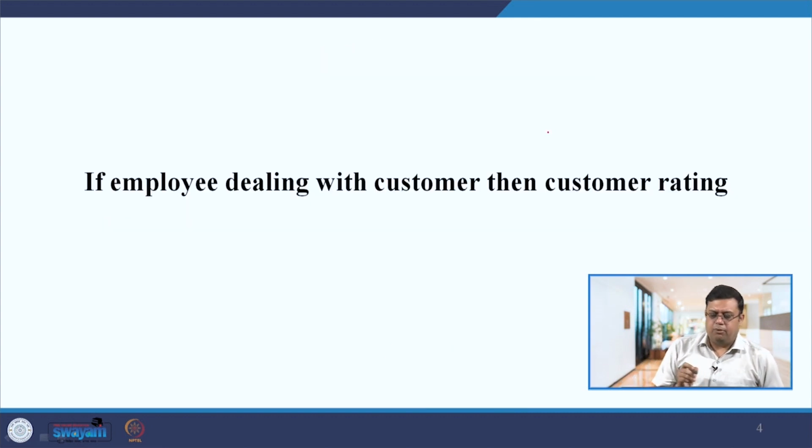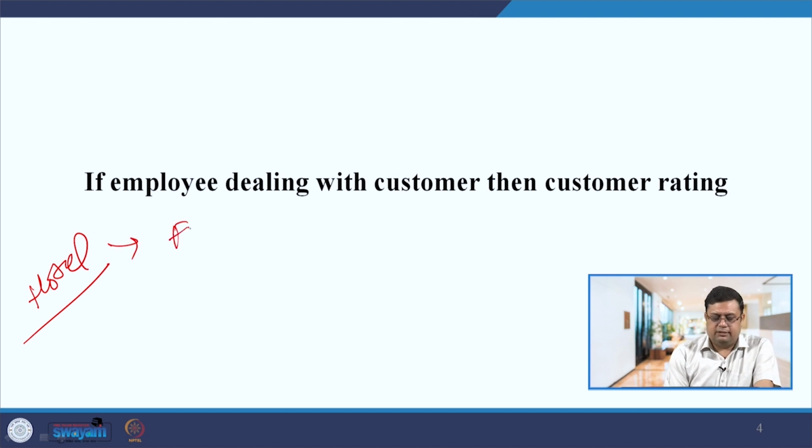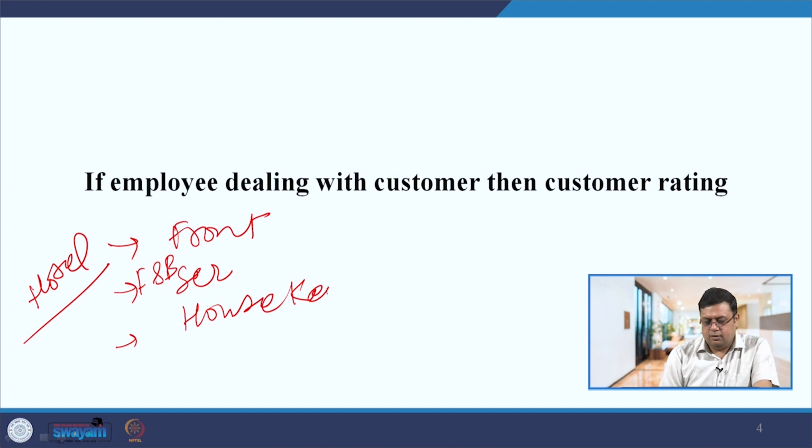So, if an employee is dealing with the customer, then you should take the customer feedback or customer rating also. In some organizations, some people do not deal with the customer. If I take the example of the hotel industry, in a hotel there are 4 departments. One is the front office, second is the F&B service, the food and beverage service, third is housekeeping, and fourth is food production. These are the 4 major departments.